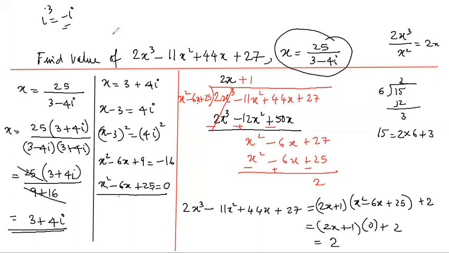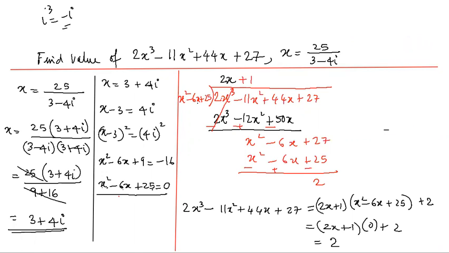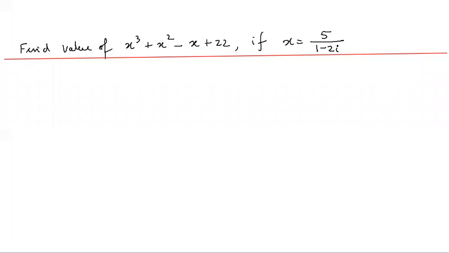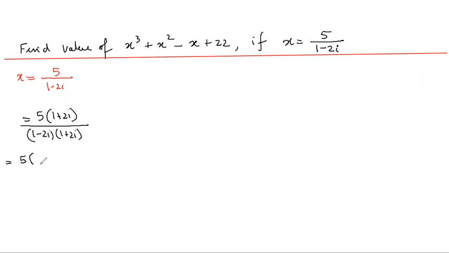Can you practice without looking at the board once? Okay. So again, we are trying the same problem. X is equal to 5 upon 1 minus 2i. So I'll multiply by the conjugate: 5 into 1 plus 2i divided by 1 minus 2i into 1 plus 2i. The denominator will come 1 plus 4.